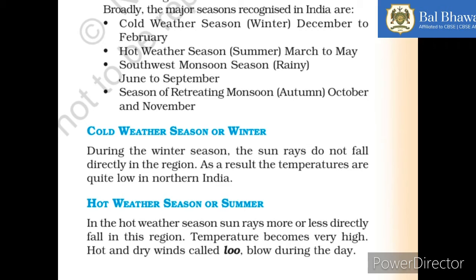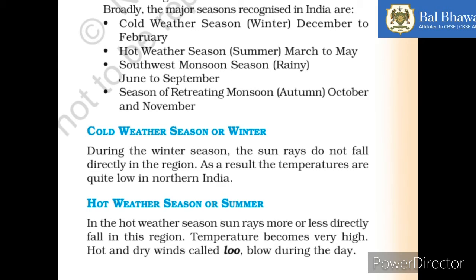Then the next season is the southwest monsoon season, which is also called the rainy season, which starts from June and ends by September. You know, it is quite rainy, and you remember that because of heavy rain, you used to get rainy days. Yes, when the school used to be off on those days when it rained heavily. Then the next season is the season of retreating monsoon, that is autumn, October and November. During autumn, it is drizzling a little bit and you feel a little coldness in the air.